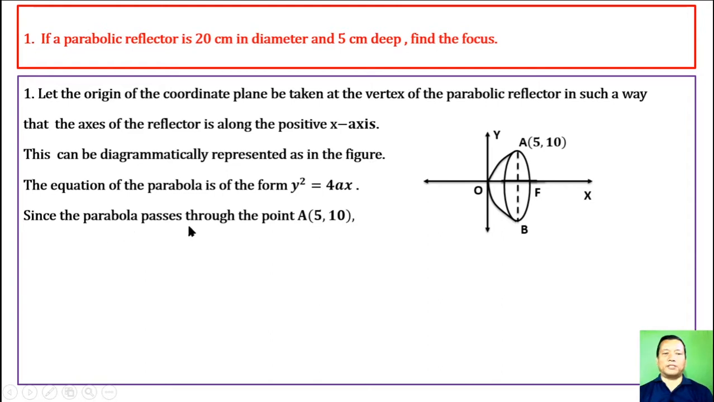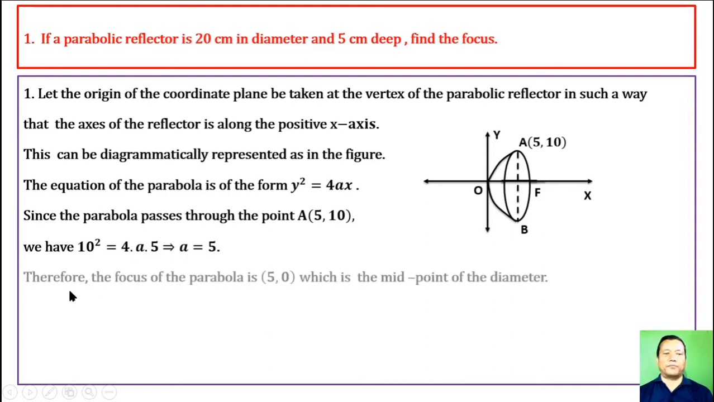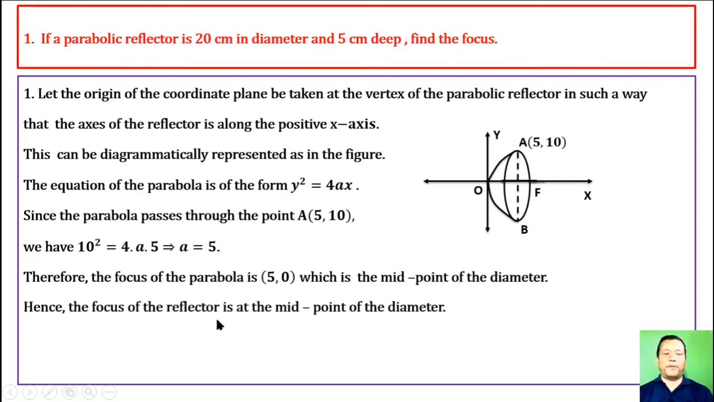Since the parabola passes through the point A, whose coordinates are (5, 10), the coordinates of this point will satisfy the parabolic equation. That is, 10 squared equals 4 into a into 5. We get a equal to 5. Therefore, the focus of this parabola is (5, 0), which is the midpoint of the diameter AB. Hence, the focus of the reflector is at the midpoint of the diameter of the disc.